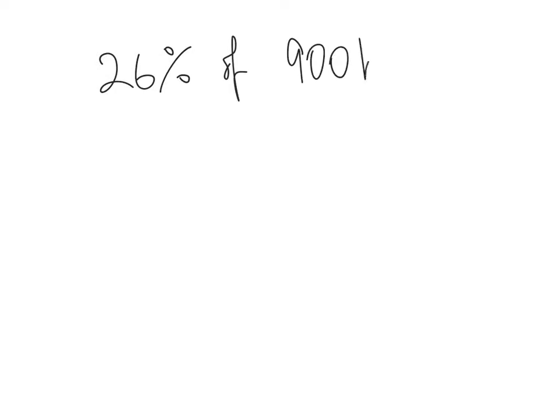Next question, let's go for 26% of 900 kilograms. There's a few ways you could do it. You could break it up into 20% and 6%. I'm going to break it up into 25% and 1%. So let's find 25%.